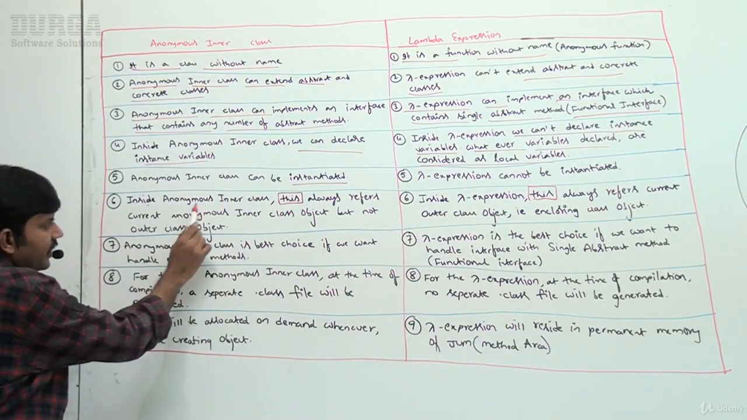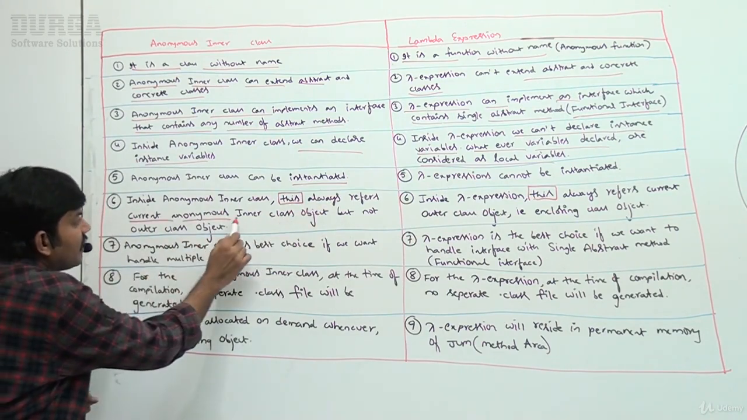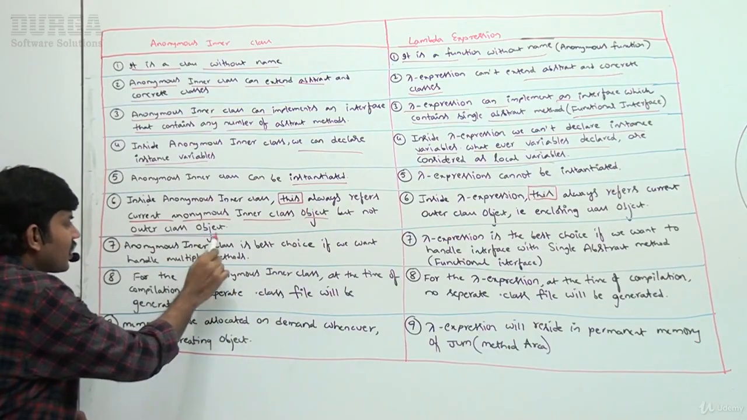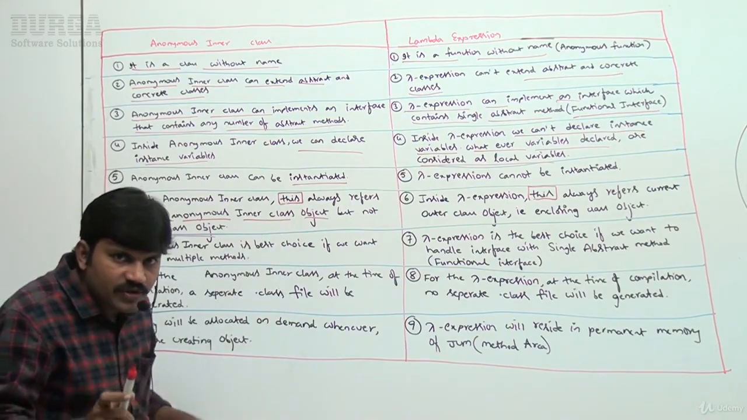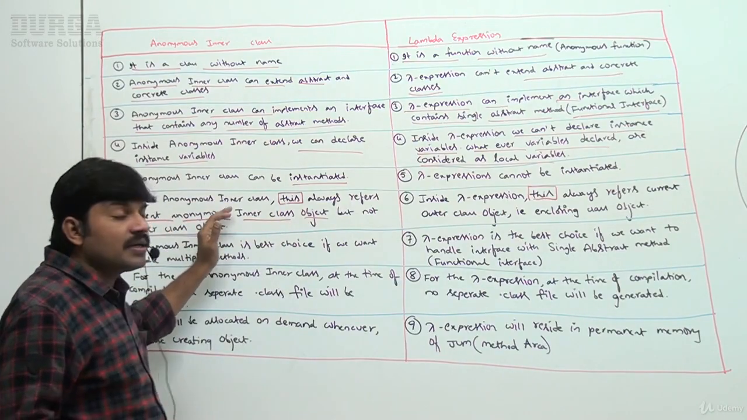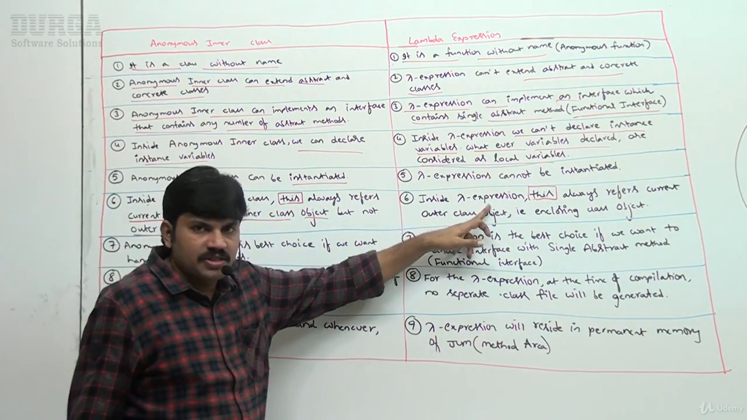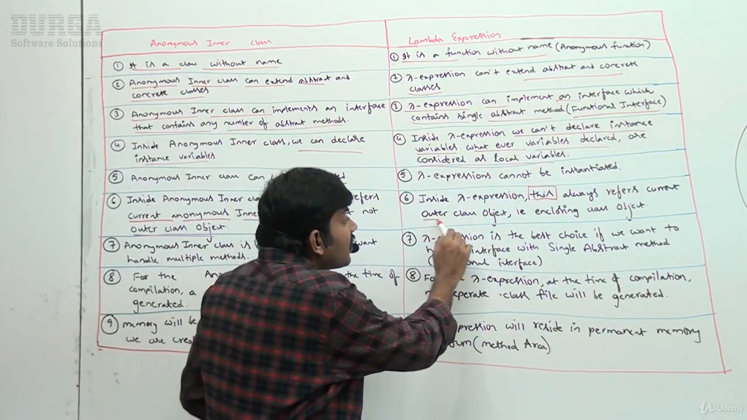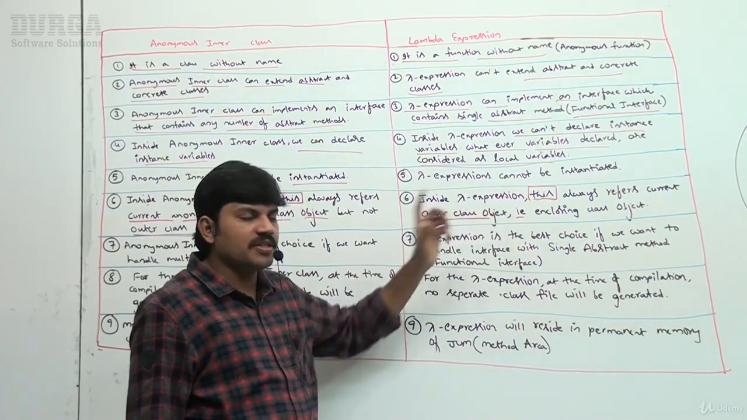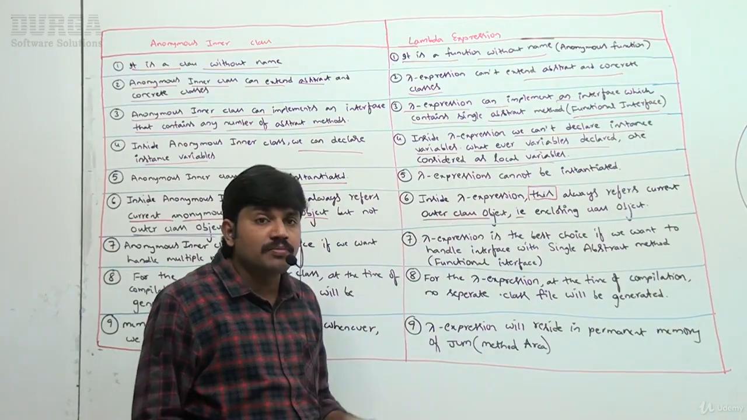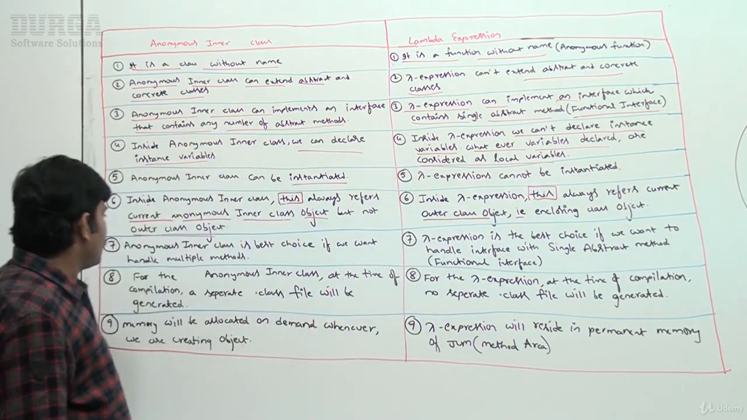Next, inside an anonymous inner class, this always refers to the current anonymous inner class object but not the outer class object. Have you remembered the last program I covered already? In the anonymous inner class, this always refers to the current inner class object but not the outer class object, right? But inside a lambda expression, this always refers to the current outer class object, that is the enclosing class object. Is it clear for all of you, right? Okay, next one, sir.